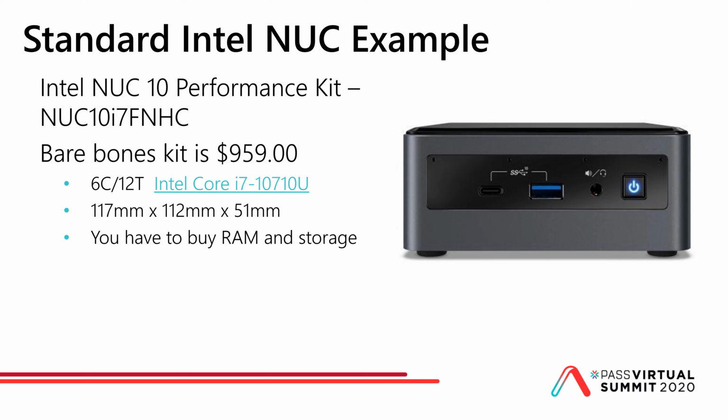So you have to buy 64 gigs of RAM, for example, and an M.2 drive, and then a SATA SSD. And you can see how big it is. It's 117 millimeters by 112 millimeters, so it's about 4 inches by 5 inches roughly, and it's about 2 inches tall. So these are very small, and they're quiet, and they don't use very much power. So you can have a whole bunch of these and not take up very much space or power, and they're going to be fairly quiet.